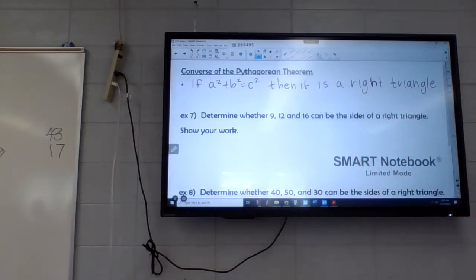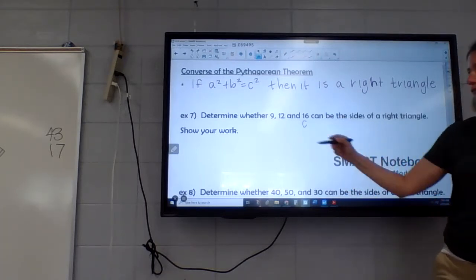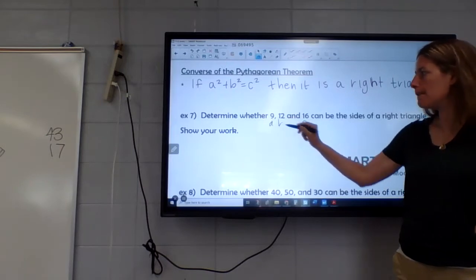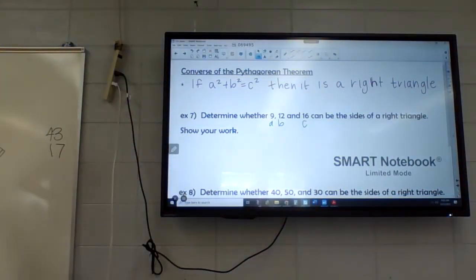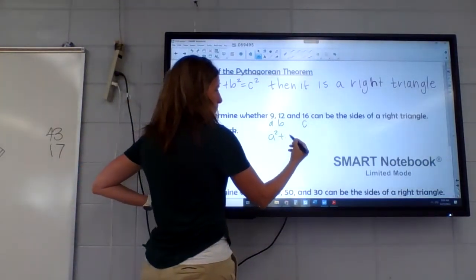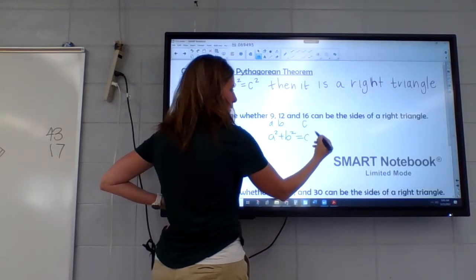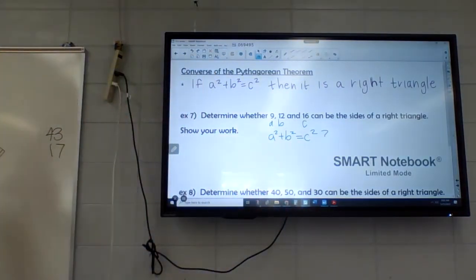Now, which side has to be C? 16. So 16 has to be C. A and B don't matter. I usually call A the first one and then B the second one. But careful, remember that the formula is a squared plus b squared equals c squared. So it's a question this time, though. It doesn't necessarily equal. We're trying to determine, are they equal?